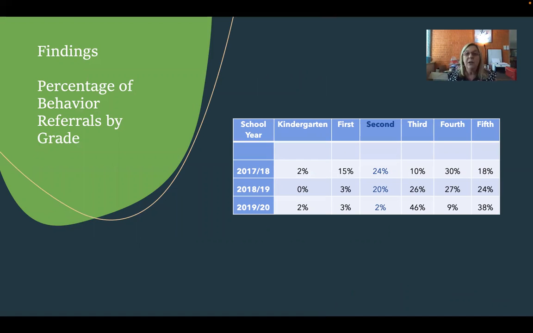My findings were with the Bloom reports that the year before implementation, 24% of the behavior referrals were from second grade. Year 1 of implementation was 20%. So we did go down a little bit. And then 2019-2020, we were down to 2%. However, we have to keep in mind that due to COVID-19, we did lose the 9 weeks.